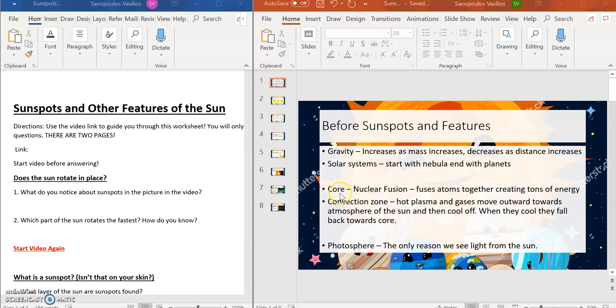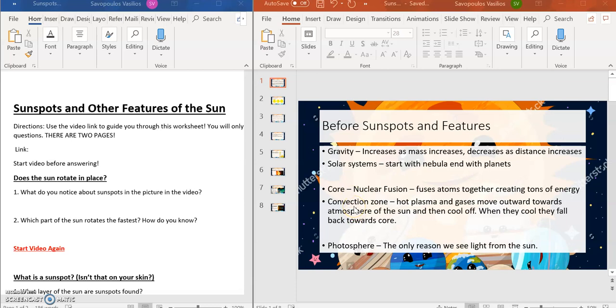Talking about the structure of the sun, we know that the core is in the center, or the most inner part of the sun, and in the core, nuclear fusion happens. Nuclear fusion basically takes two atoms of hydrogen and fuses them together, or forces them to come together. When that happens, it creates a ton of energy. And that's why the sun is just this giant ball of energy.